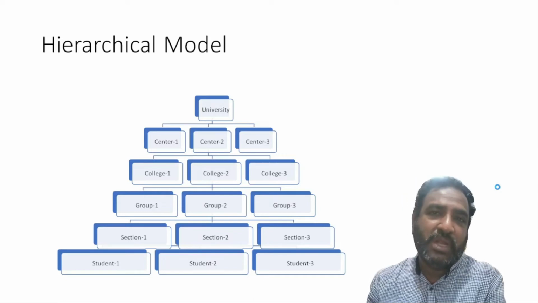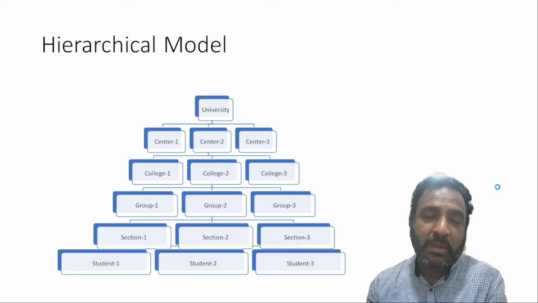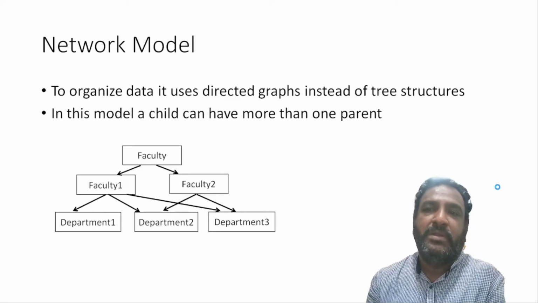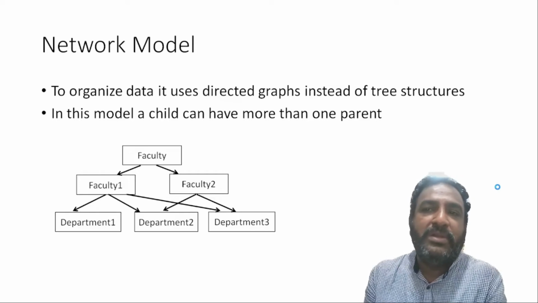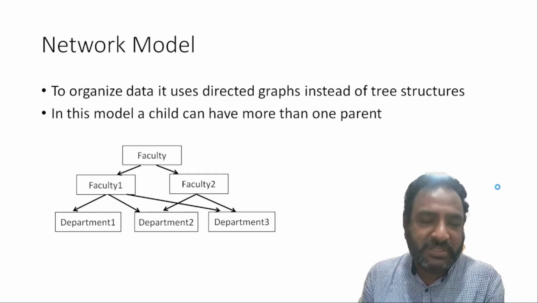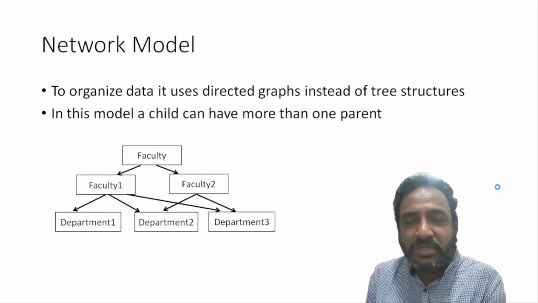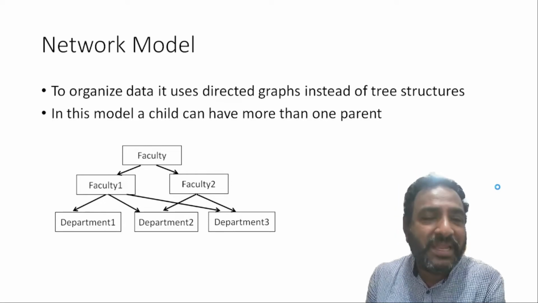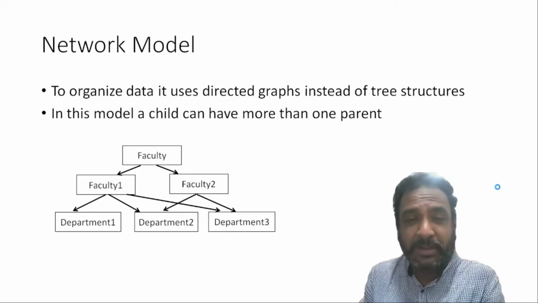In this case, what happens? It's possible to maintain one-to-many relationships, many-to-many, as well as many-to-one relationships. So to organize the data, it uses directed graphs instead of a tree structure. In the case of a hierarchical model, you use a tree structure. Here, you use directed graphs. In this model, a child can have more than one parent.